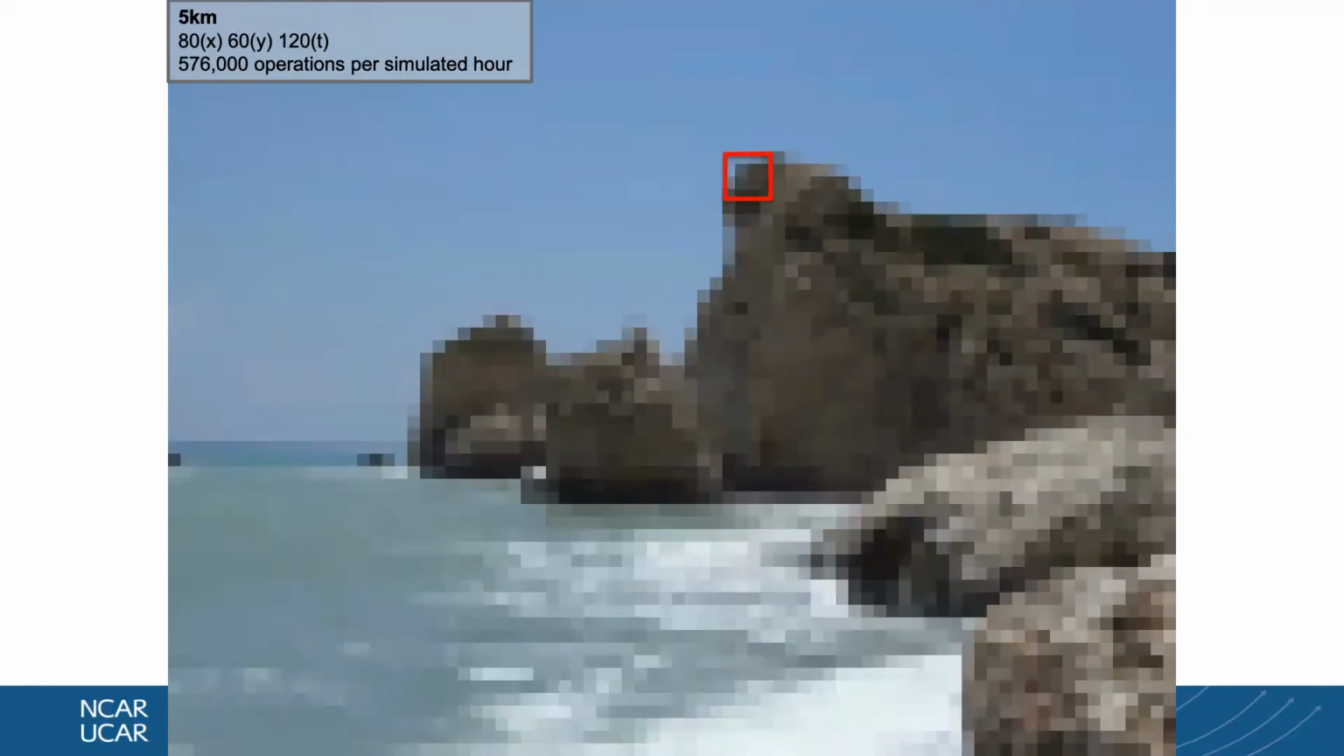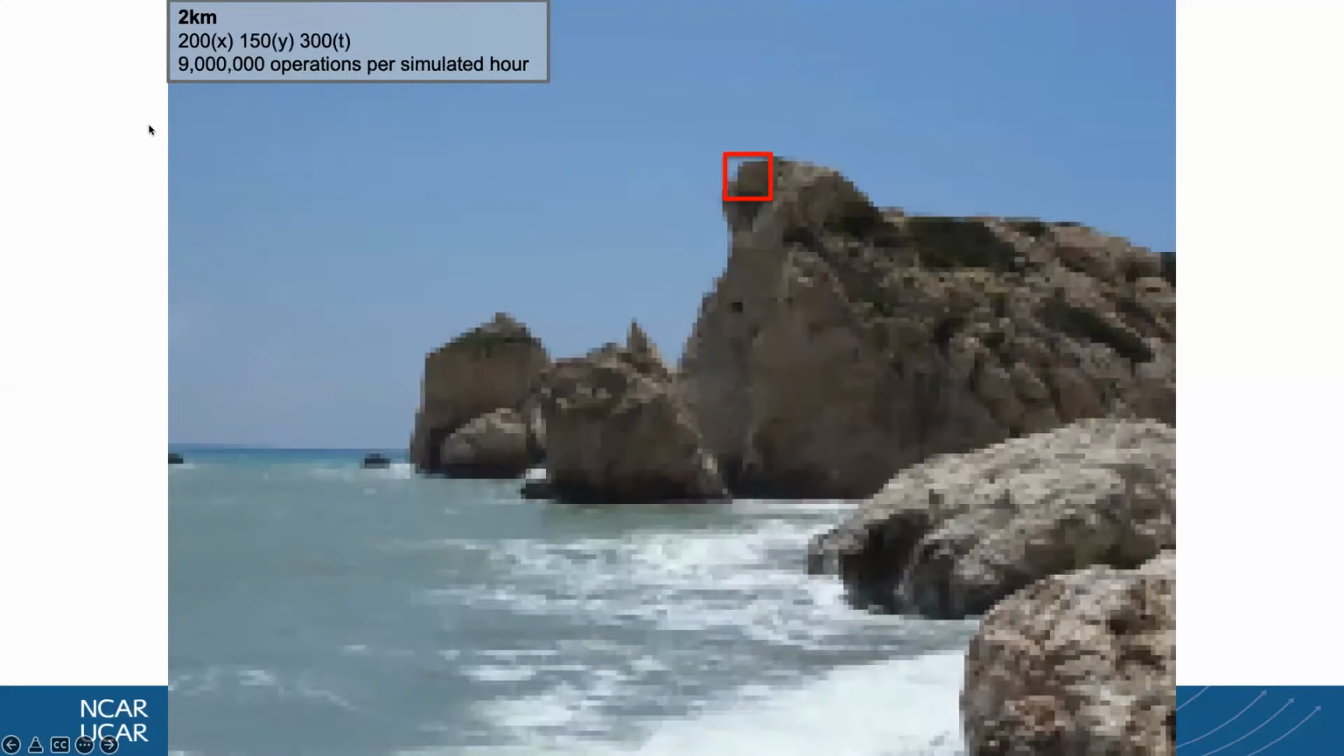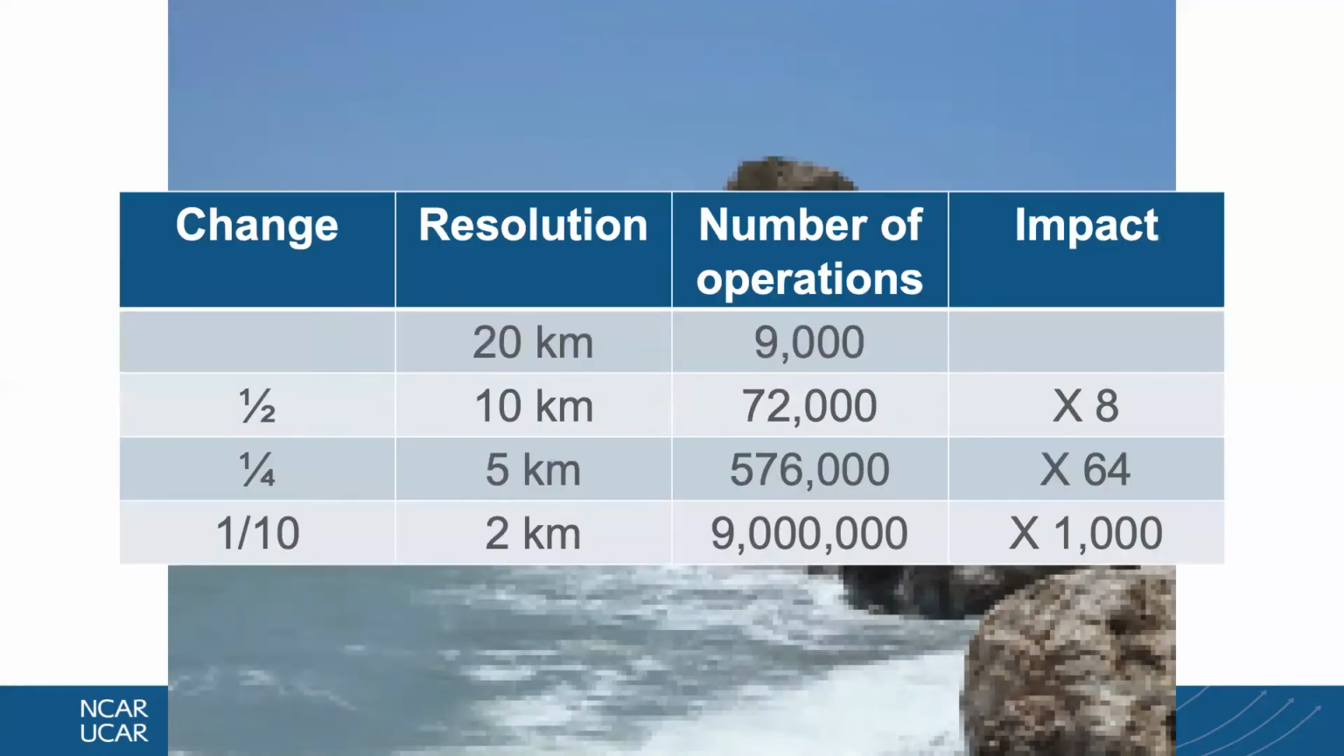If we double the resolution again, we're now at 5 kilometers, and we're at over half a million operations for a single hour of simulation. And here I'm showing you 2 kilometers, and we're now at 9 million operations. So in summary, to go from a 20-kilometer resolution model to a 2-kilometer resolution model, we increase the computer requirements by at least a factor of 1,000.